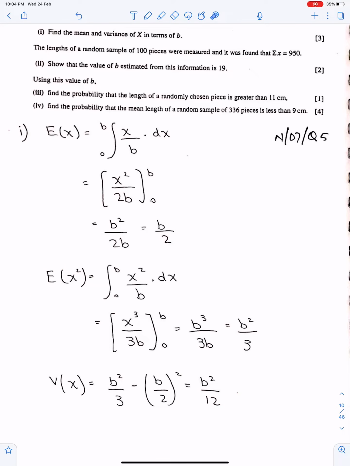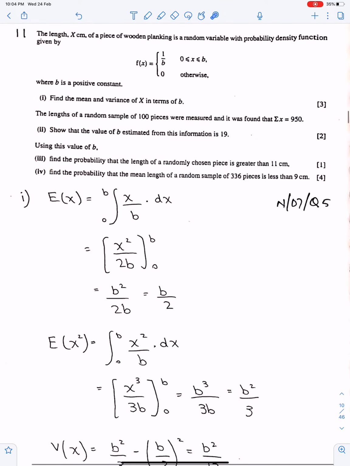And this is the variance formula. This minus the square of this. This is the variance in terms of b.